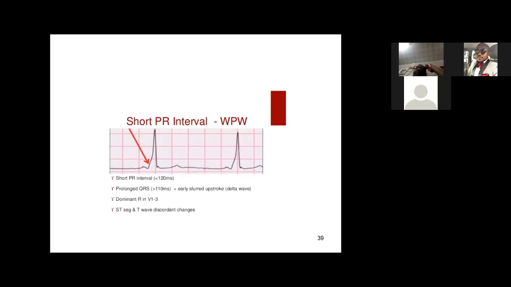And this is a classic example of Wolff-Parkinson-White syndrome. There's a short PR interval, prolonged QRS wave, with an early slurred upstroke, that's the delta wave, dominant R wave in V1 to V3, ST segment and T wave discordant changes.